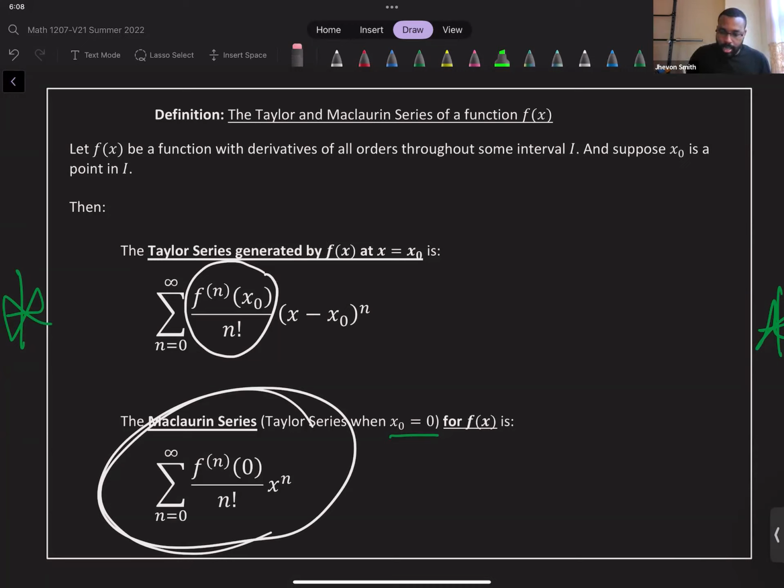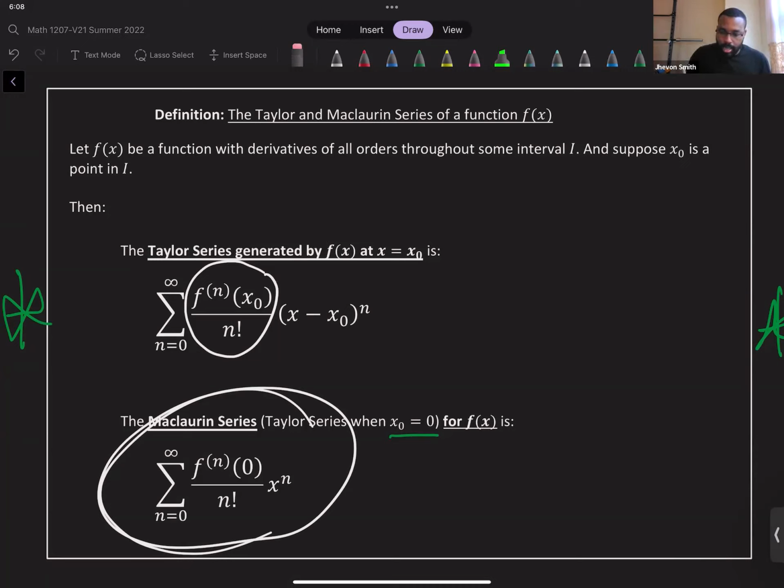And so what you can do is go back and plug it into this formula, right? So this would mean the Maclaurin series for f of x equals e to the x is the series of 1 over n factorial times x to the n, i.e., it's x to the n over n factorial. So that's our answer there.